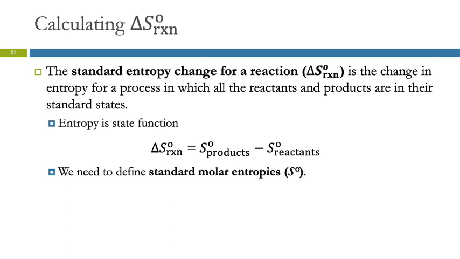So the standard entropy change for a reaction, delta S for the reaction, the little degree symbol meaning it's standard, is the entropy change for a process where all the reactants and products are in their standard states. Entropy is a state function. It doesn't depend on how you got from point A to point B. So the change in entropy is equal to the standard entropy of the products minus the standard entropy of the reactants.